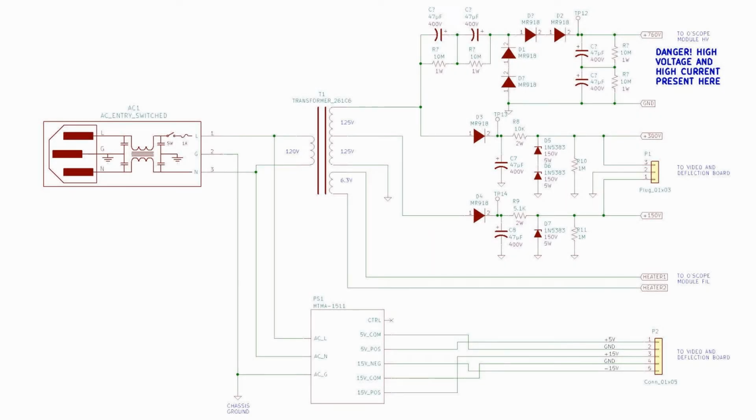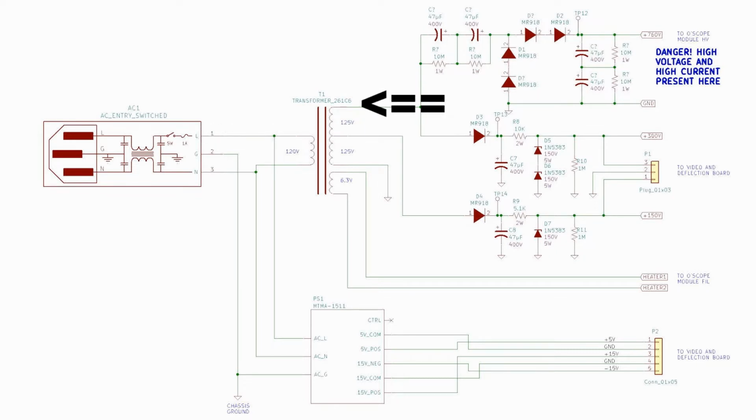Let's begin our deep dive in the power supply circuit. Looking at the left side, you see the AC entry module. This provides us with a convenient IEC power cord input receptacle, a common mode noise filter, a power switch, and a fuse, all in one convenient unit.